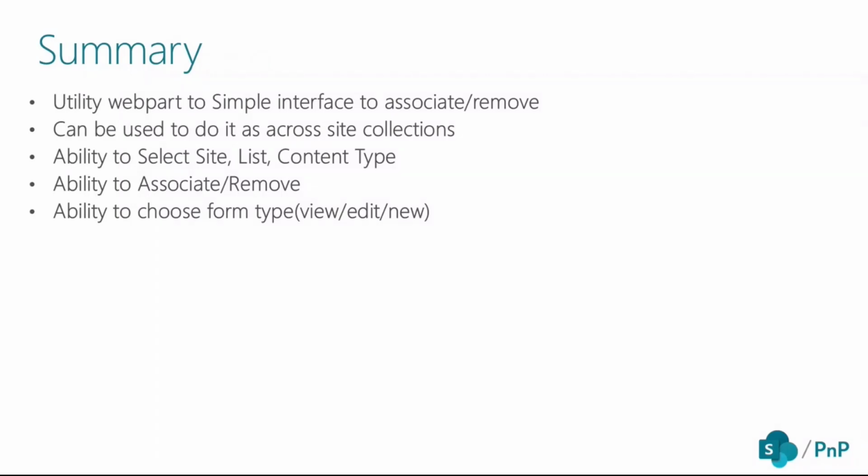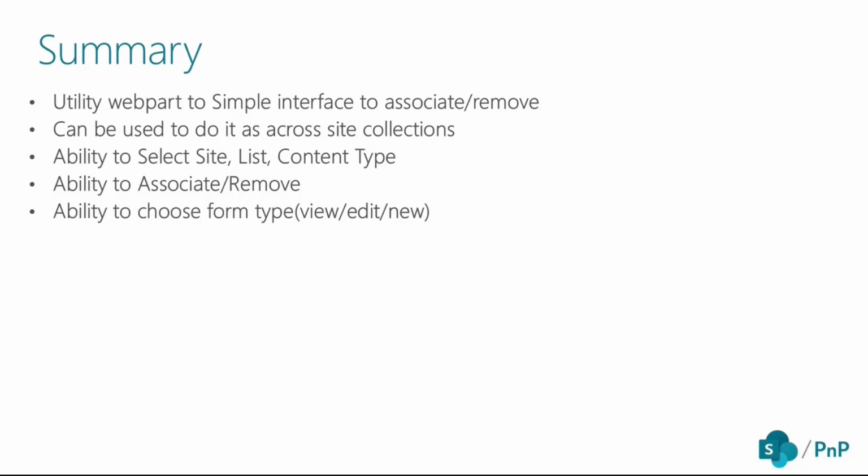So this is a kind of summary of the web part which we are going to see today. It's a simple user interface which lets you associate and remove a form customizer with lists and libraries. You can use it across site collections. As it is an admin or developer utility web part, you don't need to deploy it on every site collection. You can deploy it on one site collection, and if you have access to various site collections, you would be able to deploy it on various lists from here itself.